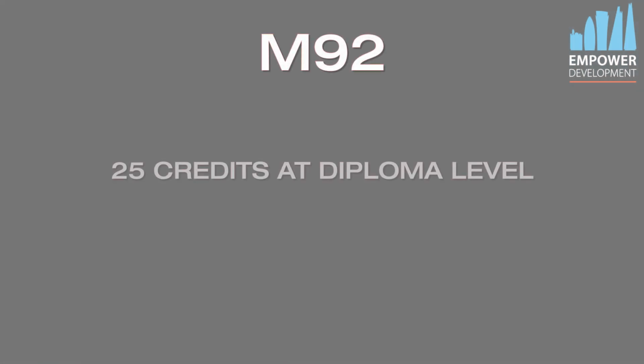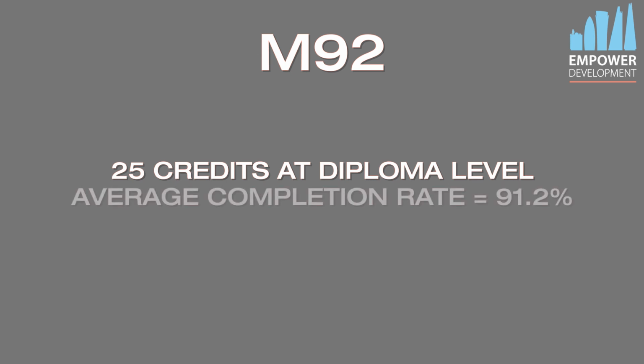M92 is worth 25 credits at diploma CII level. The average pass rate for diploma insurance modules at mixed assessments is 91.2%.